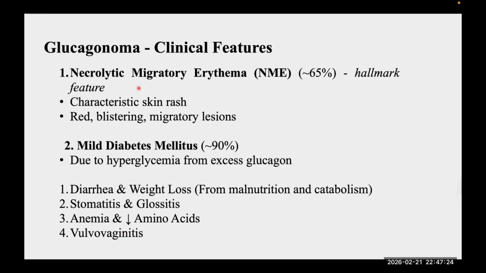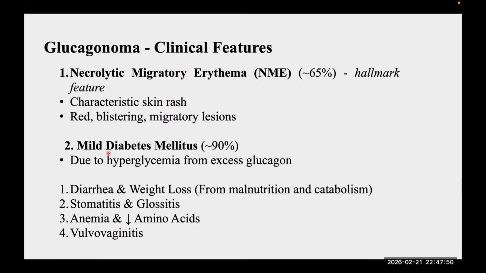Now, there are certain clinical features associated with the glucagonoma that are very distinctive. There is what is known as necrolytic migratory erythema. You can Google this and you're going to find lots of pictures. I didn't want to add them because the pictures are very painful to see. So if you don't want to see them, don't. But it's a very characteristic skin condition that is associated with the glucagonoma. It's a skin rash with a red blistering migratory lesion.